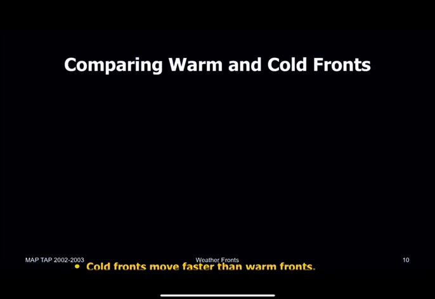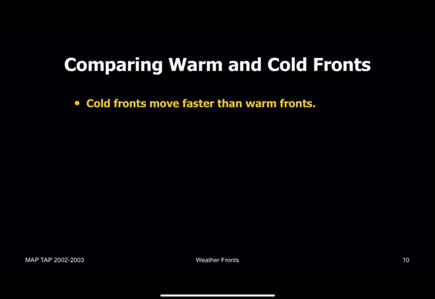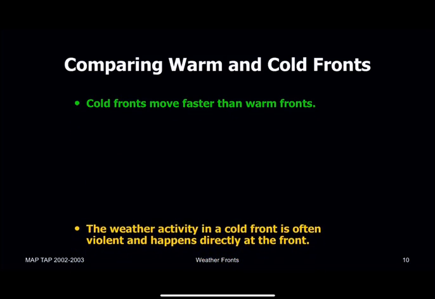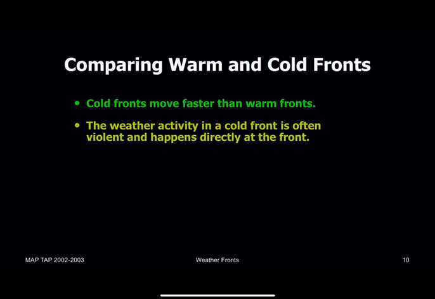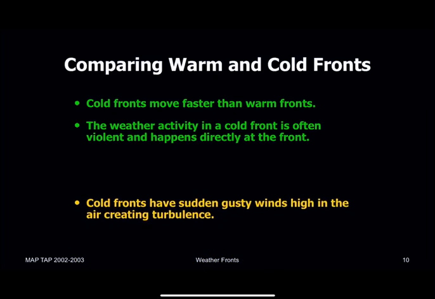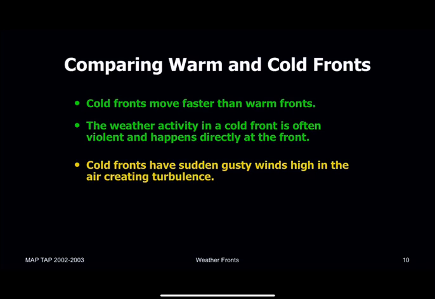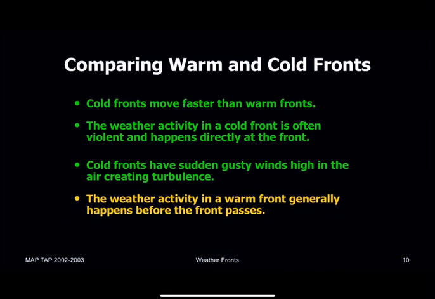So let's compare these. Cold fronts move faster than warm fronts, most of the time. The weather activity in cold fronts is often violent and happens directly at the front. This is where we get our thunderstorms from. Cold fronts have sudden, gusty winds high in the air, creating turbulence. The weather activity in a warm front generally happens before the front passes.